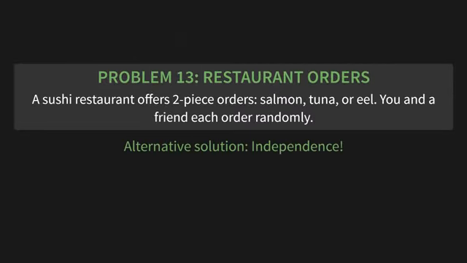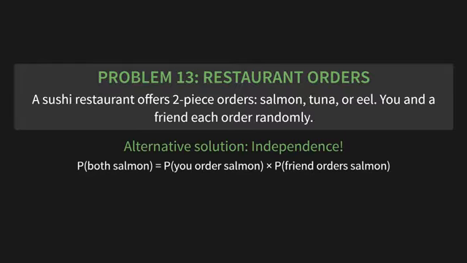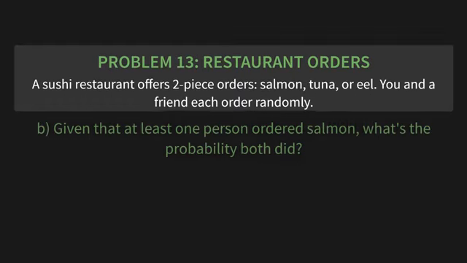But wait, here's something cool. Since you and your friend order independently, you're not influencing each other, we can use a shortcut. The probability you order salmon is 1/3. The probability your friend orders salmon is 1/3. Multiply them together, 1/3 times 1/3 equals 1/9. Same answer.